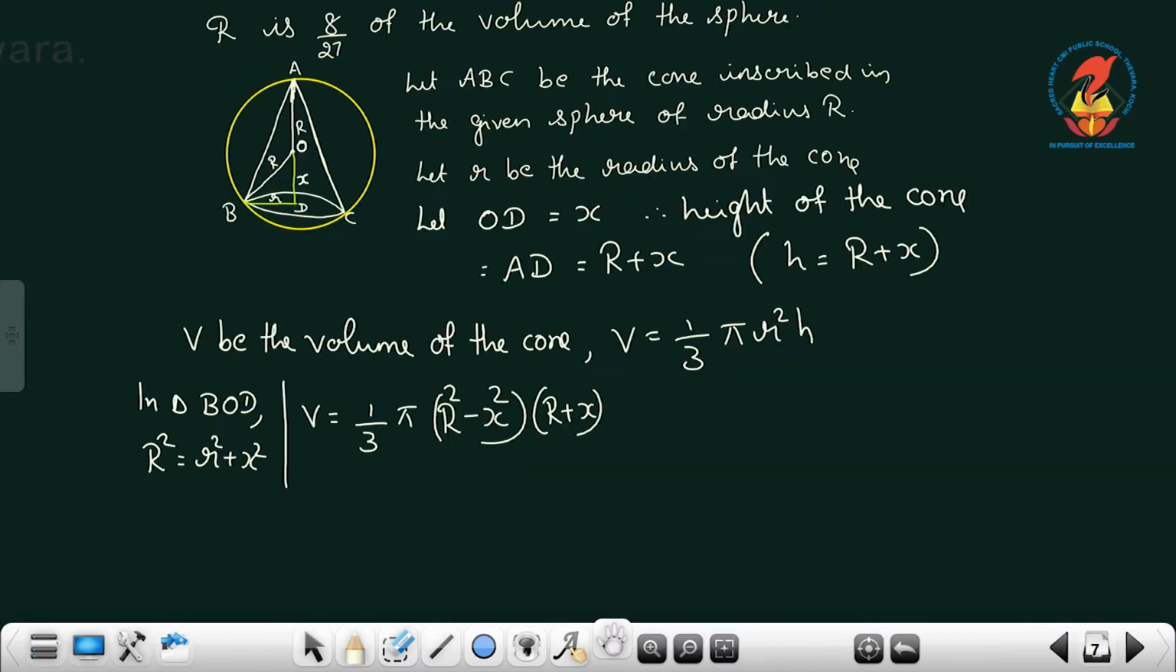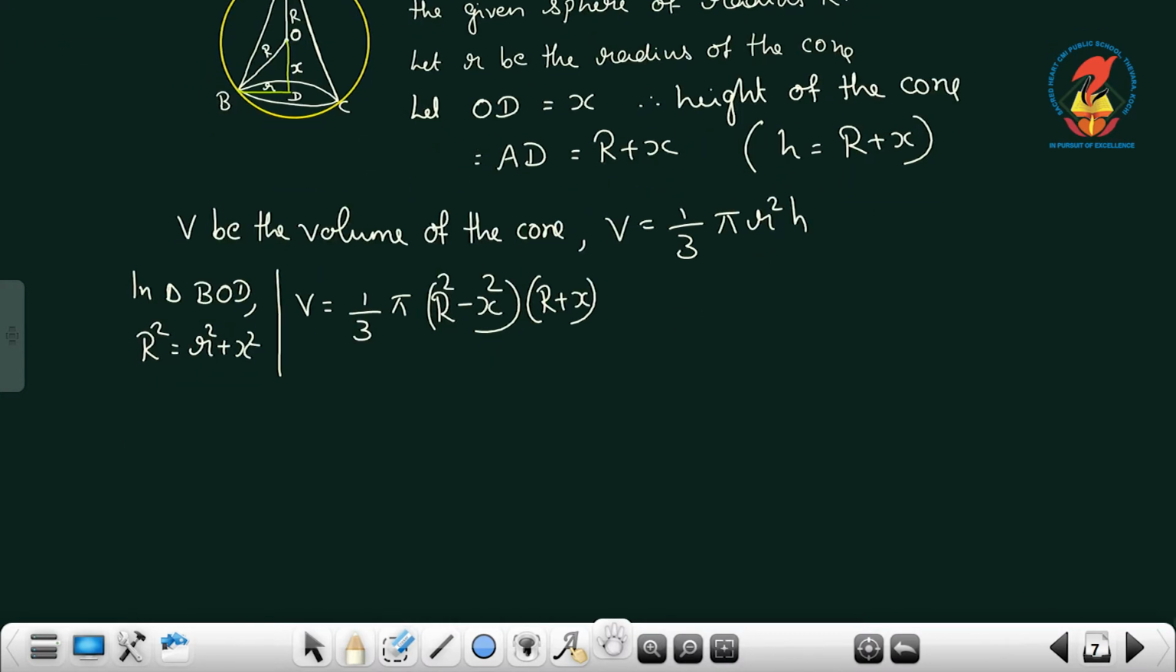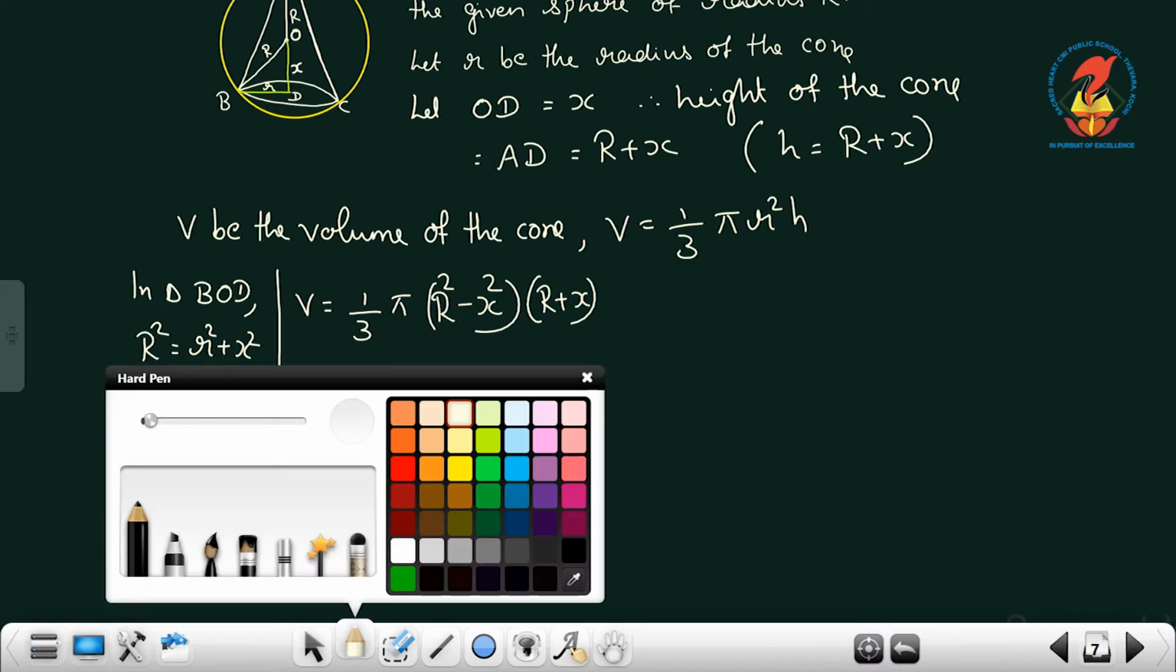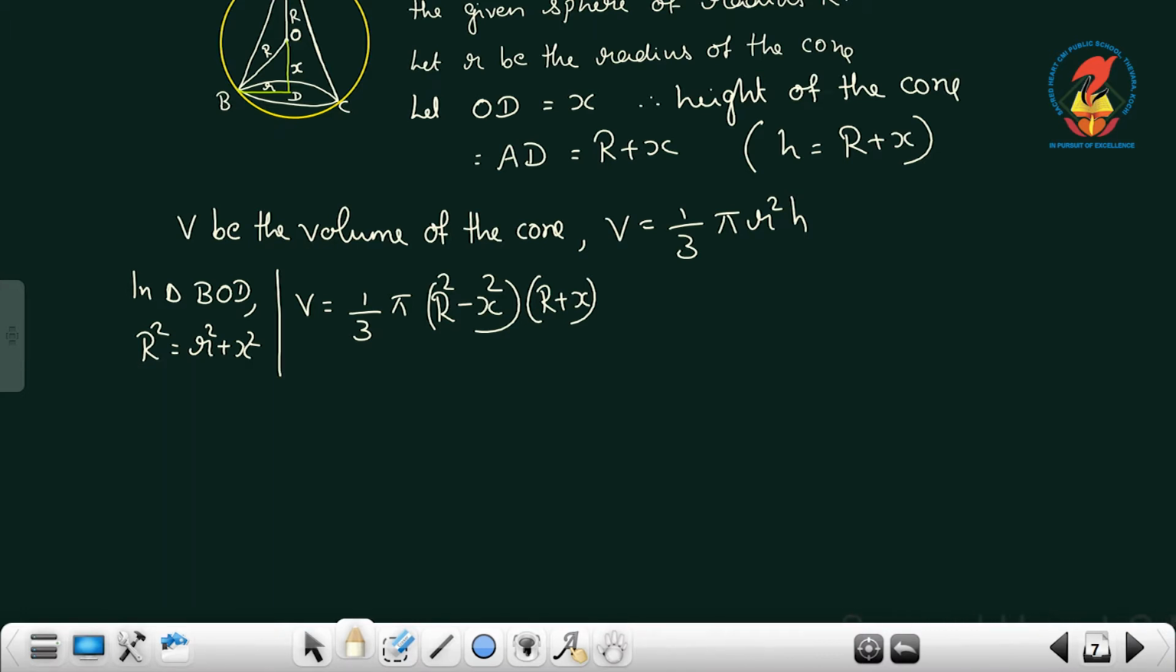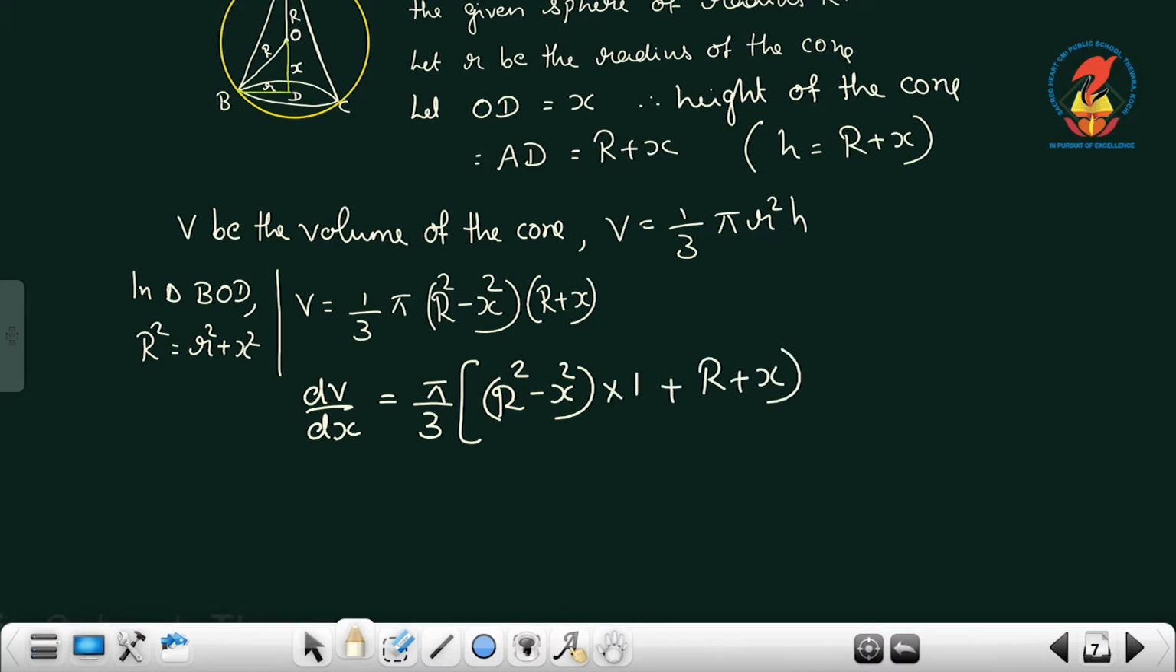Now which is the variable? R is the radius of the sphere, it is constant. So x is the variable. Now we have to differentiate with respect to x. So dV by dx. Pi by 3 is a constant, you can take outside. Here we have two factors, so use product rule. First function into derivative of second. R is a constant, so its derivative is 0. x derivative with respect to x is 1. Plus R plus x into, what is the derivative of R square minus x square? Again R is constant, x square derivative is minus 2x.